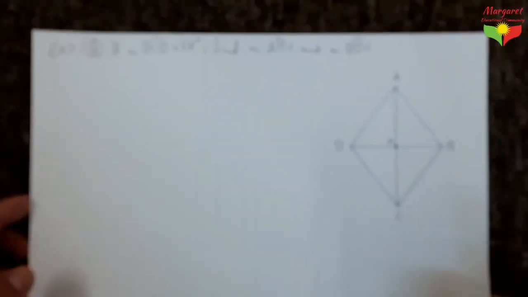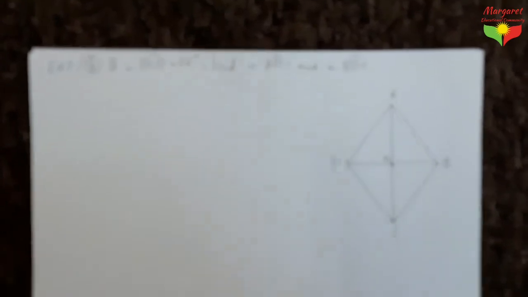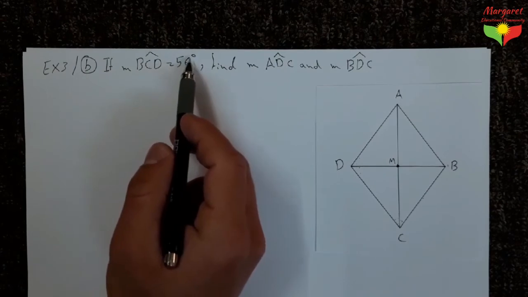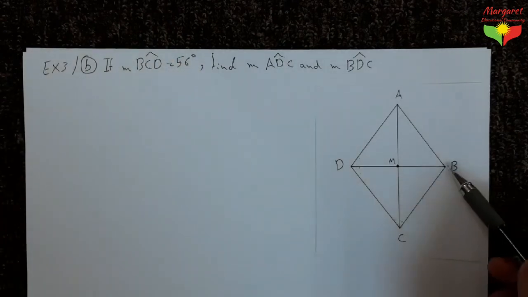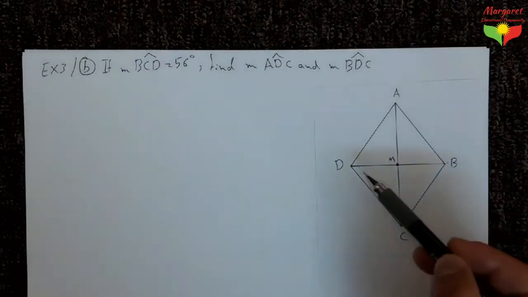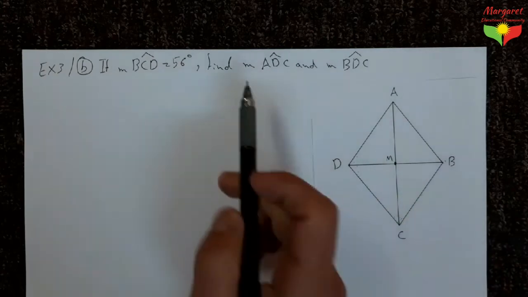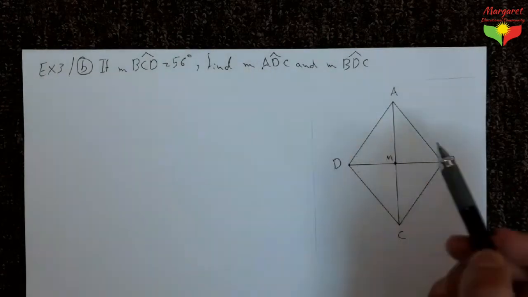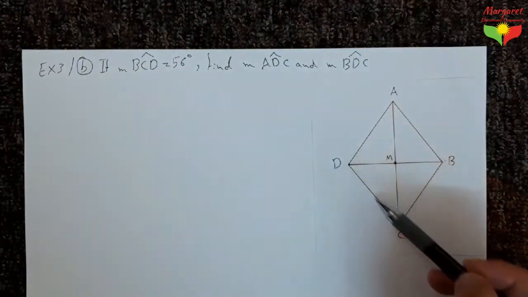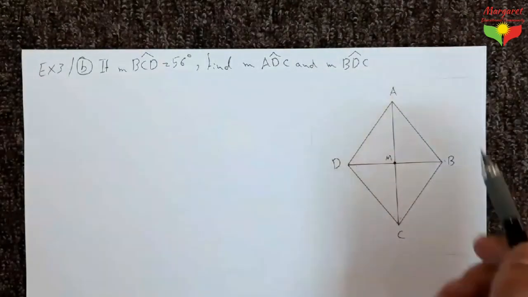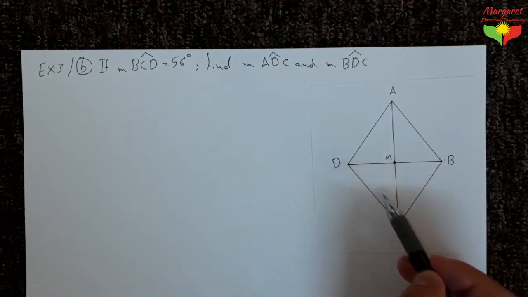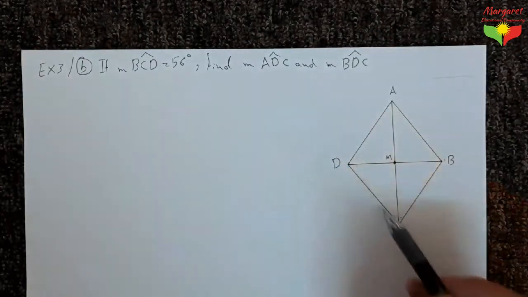Example 3 part B says if measure of angle BCD equal to 56 degree, پێوانەی گۆشەی BCD واتە ئەم گۆشەیە 56 پلەیە. Find measure of angle ADC واتە ئەم گۆشەیە and BDC واتە ئەم گۆشەیە.